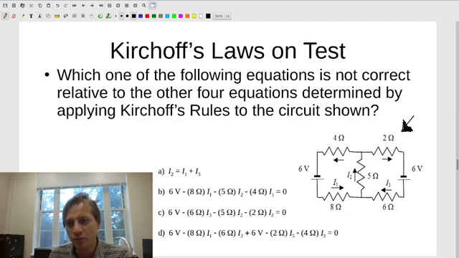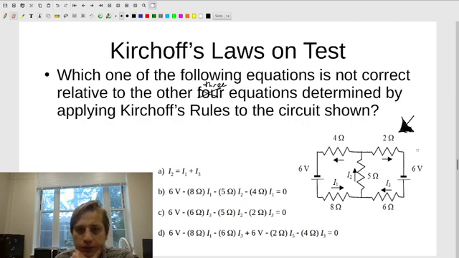If I give you a problem like this on the test, this is what it will look like. It will just look like you writing out or being able to identify Kirchhoff's laws. So right here, the question is, which one of the following equations is not correct relative to the other 4, that's a typo. This should be 3 equations determined by applying Kirchhoff's rules to the circuit shown.